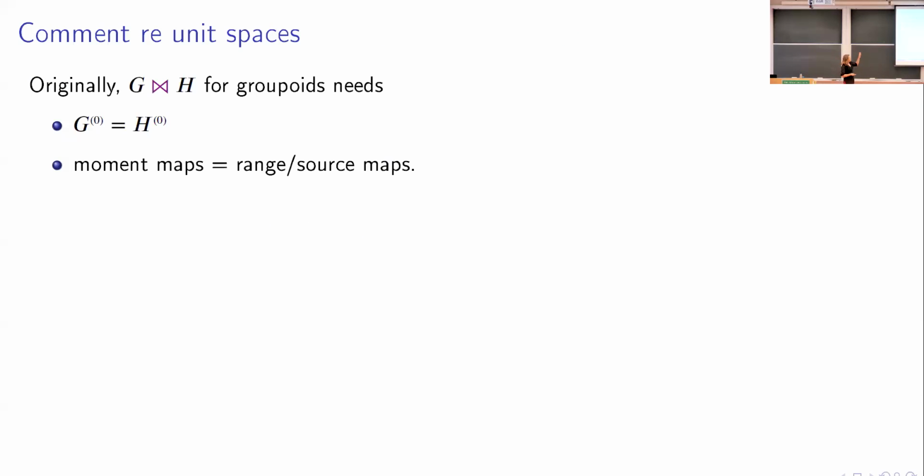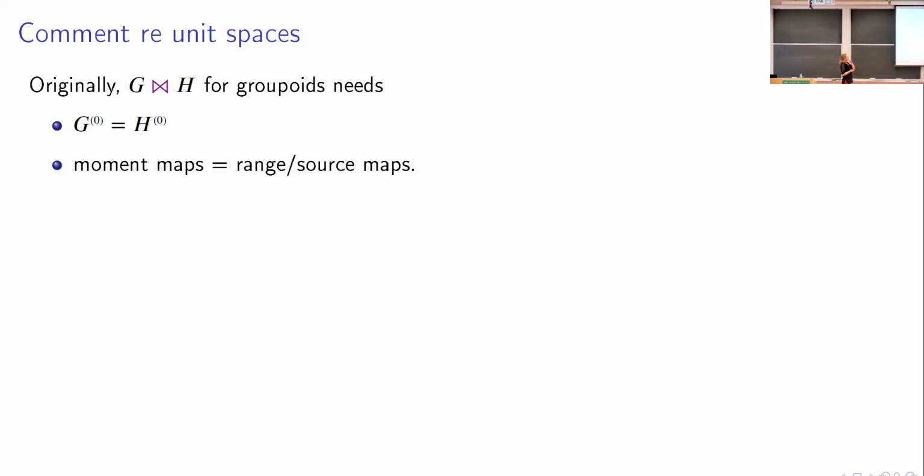I wanted to make a comment mainly for people that already know Zappa-Szép products, namely that the construction that we have done is a little more general than what you can find in the previous literature. In the previous literature, to construct the Zappa-Szép product of two groupoids, you actually need the two unit spaces of the groupoids to be the same. Luckily, unit spaces were introduced earlier, so I hopefully don't have to remind you what they are.